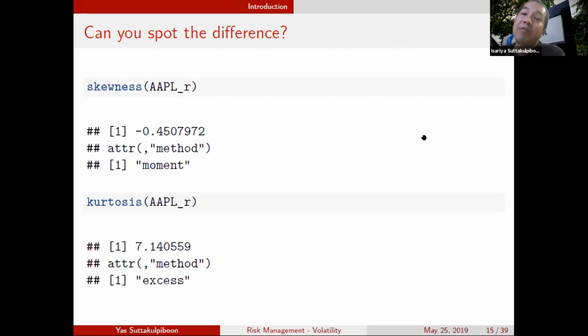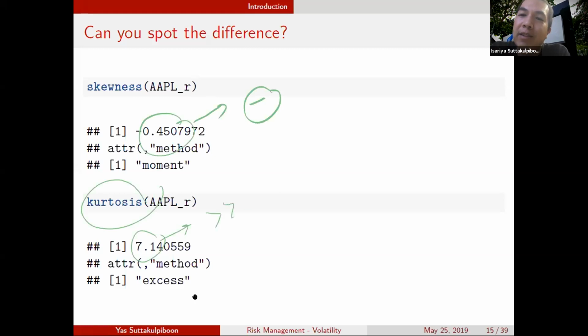I can compute the skewness and kurtosis too. Just quickly from this slide, I calculated the skewness of Apple. If it's normal, skewness is 0, right? Kurtosis also, if it's normal, then excess kurtosis has to be 0 here. But if you look at the number, negative skewness, right? Kurtosis, way more than 0, it's like 7, right?